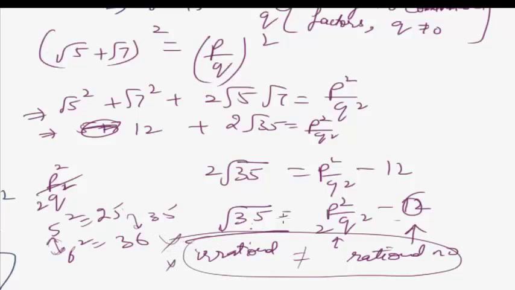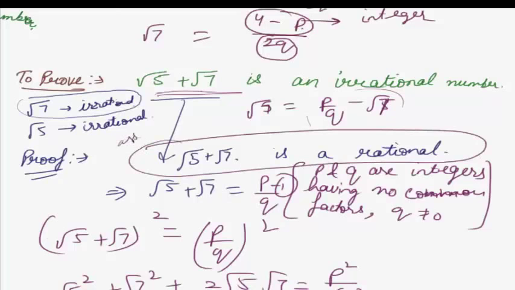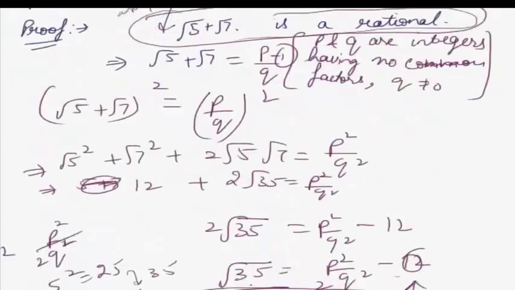A wrong conclusion. Why? Because our assumption, that is this assumption, is wrong. That is, root 5 plus root 7 is not a rational number. So if it is not a rational number, then if it is real, then it must be an irrational number, and hence the given statement has been proved.